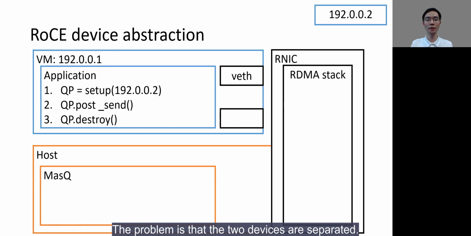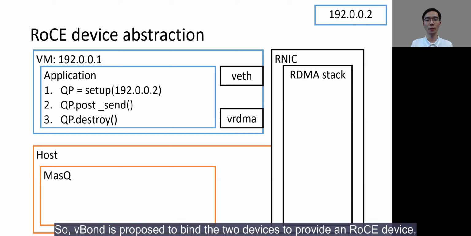The problem is that the two devices are separated. So vBond is proposed to bind the two devices to provide a RoCE device so that the application can access the RDMA interface using an IP address.